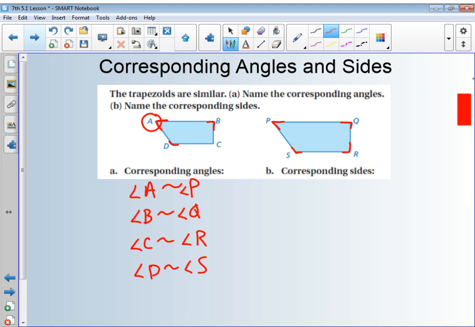Now corresponding sides. Sides that are similar. So we've got AB corresponds to PQ.